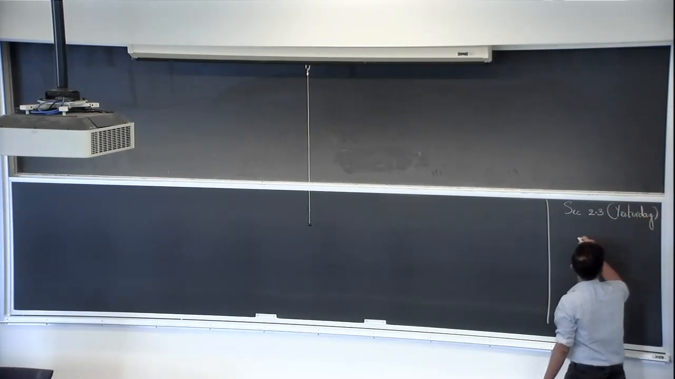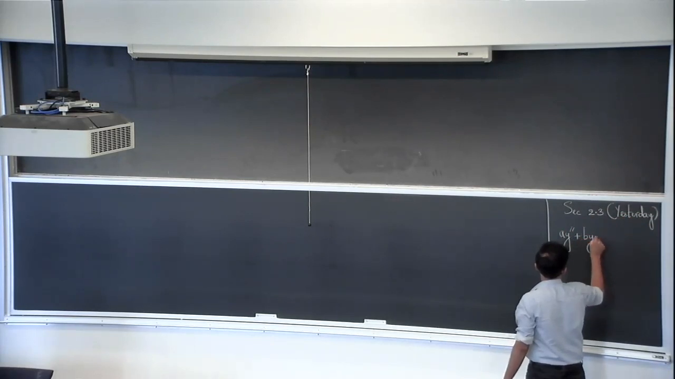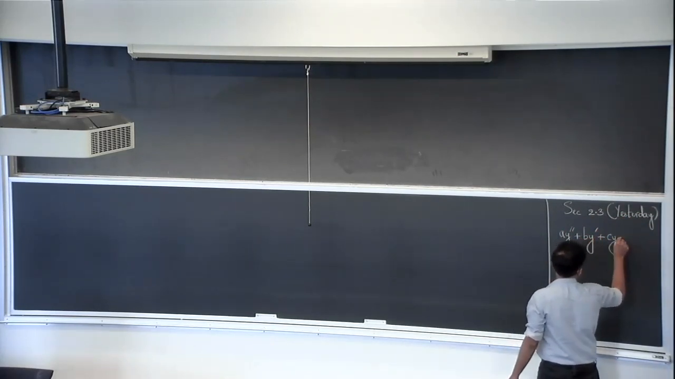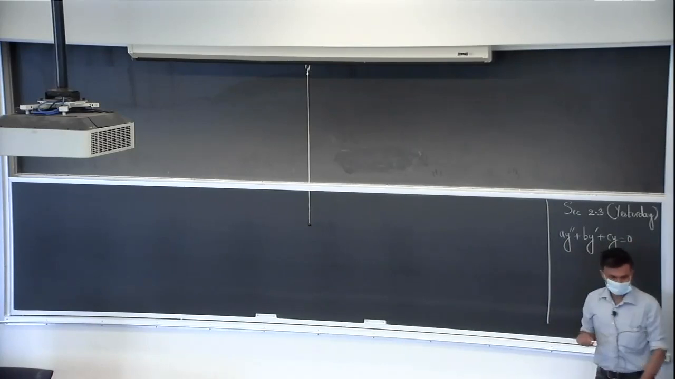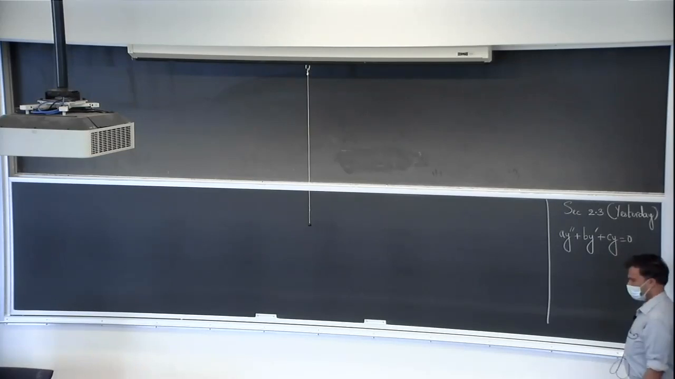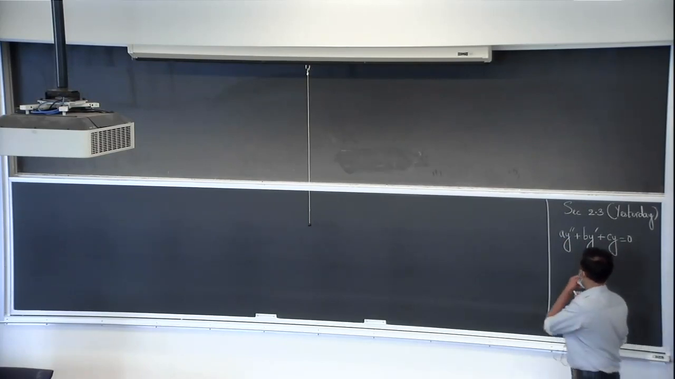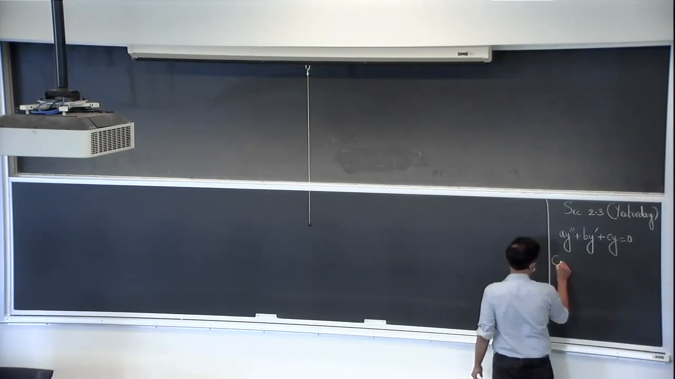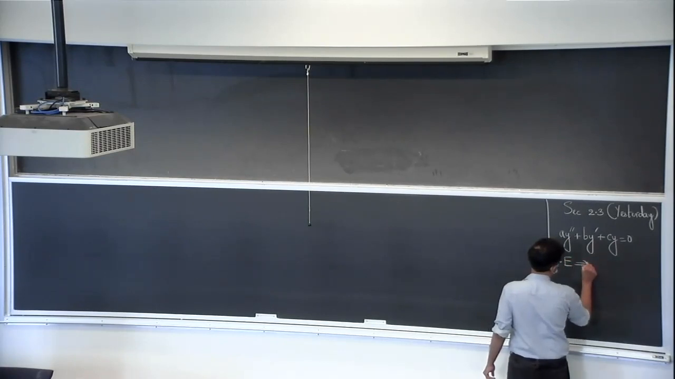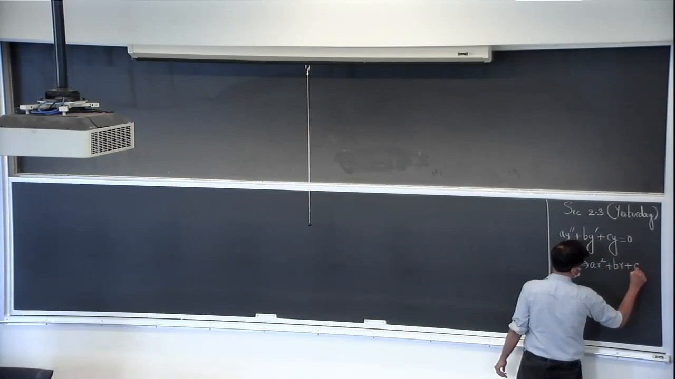We were doing homogeneous constant coefficient linear second order, because that's a long title. So constant coefficient second order linear homogeneous differential equations. A is not equal to 0, B, C could be 0 if you want. And the characteristic equation is the quadratic equation ar² + br + c = 0.